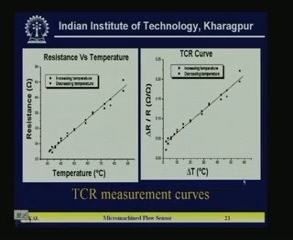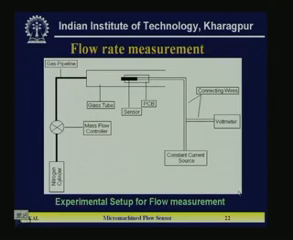Now, the flow rate measurement. This is the setup which is used for measuring the flow. Here is the nitrogen cylinder, because we are measuring the nitrogen flow, basically a calibration curve. The gas used is nitrogen, and from the cylinder there is a mass flow controller which can control the gas flow from the cylinder.